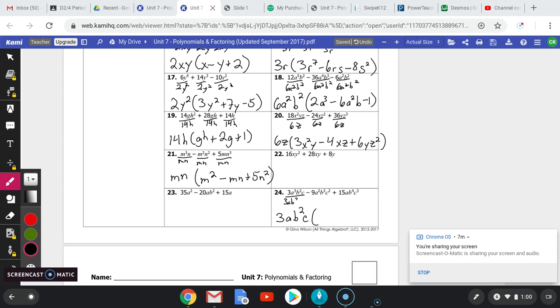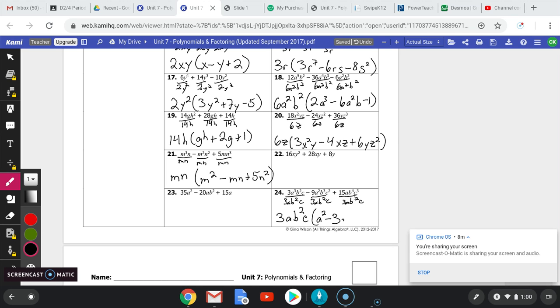So 3ab squared c. All right, so 3 divided by 3 is 1. A cubed divided by a is a squared. The b squareds cancel, and the c's cancel. Minus 9 divided by 3 is 3.